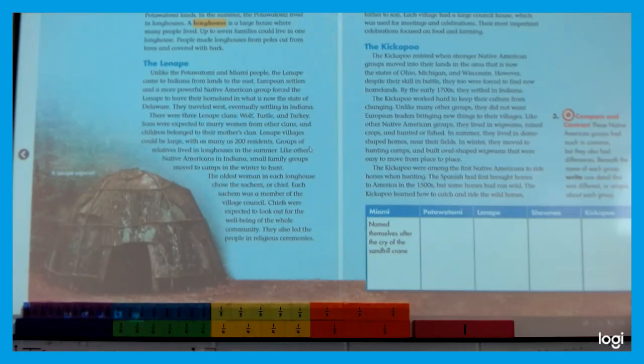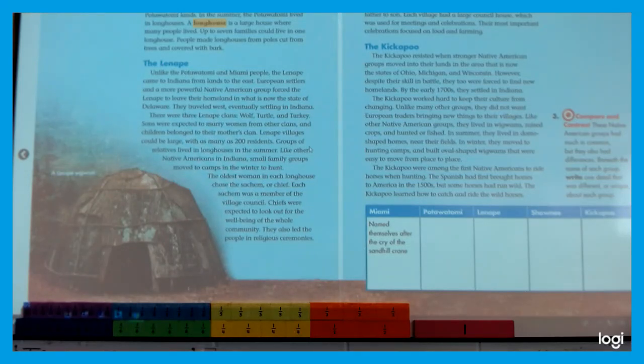There were 3 Lenape clans. Remember, clans are a related group. Wolf, Turtle, and Turkey. Sons were expected to marry women from other clans, and children belonged to their mother's clan. Lenape villages could be large, with as many as 200 residents. Groups of relatives lived in longhouses in the summer, so that sounds a lot like the Potawatomi. Like other Native Americans in Indiana, small family groups moved to camps in the winter to hunt.